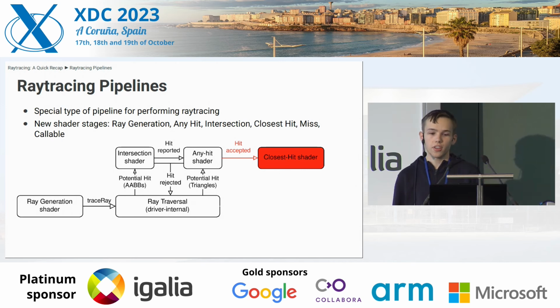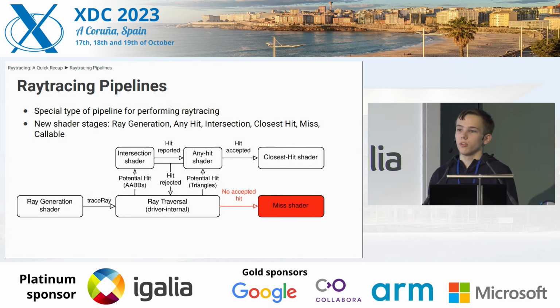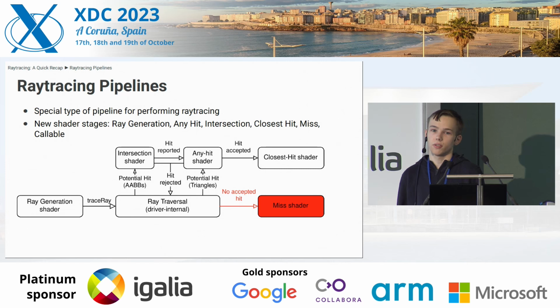And if you don't have any hits that were accepted, either because none were found in the first place or because the any hit shader rejected all of them, then you're going to go to the miss shader, which will just execute some code that you, for example, want to set for sky colors or something. And that's what you, for example, would do in that miss shader.